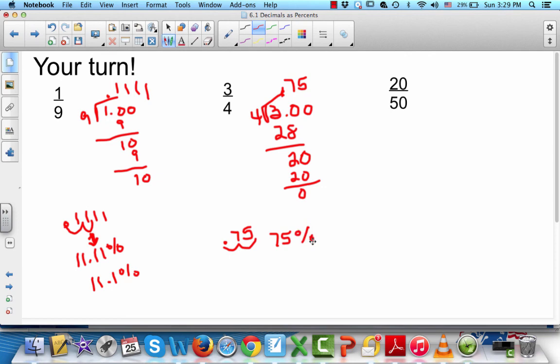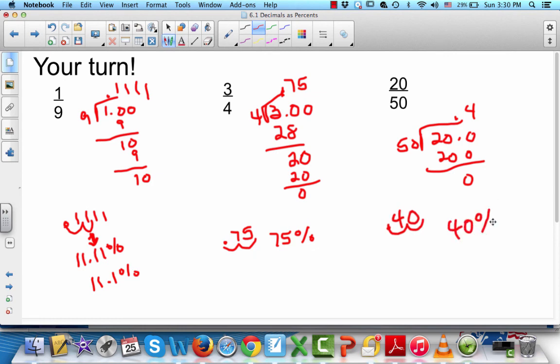And our last one over here, we've got 20 divided by 50. And we put a decimal place, and 50 goes into 200 4 times. 4 times 50 is 200. With the remainder of 0, we've got 0.4. We move it over 1, 2 places, fill in the 0, and we've got 40%.